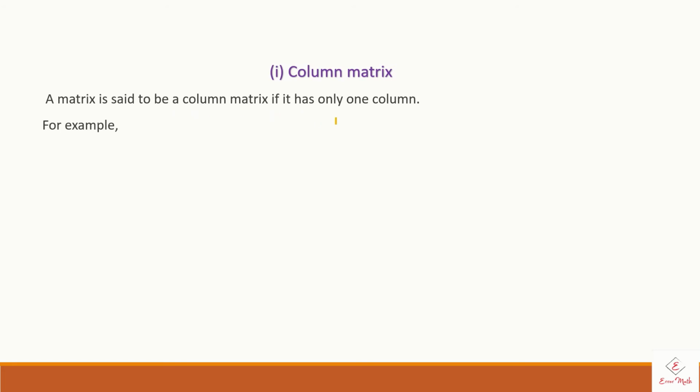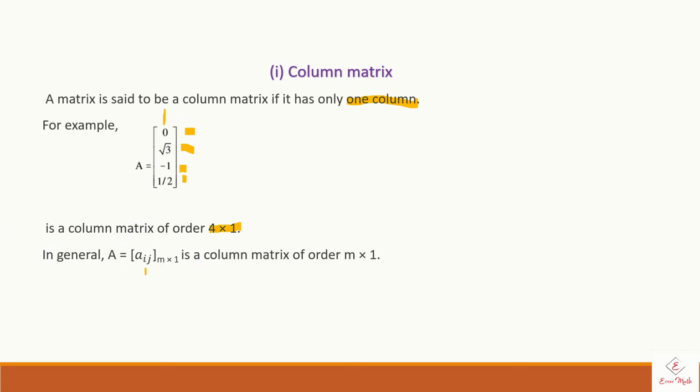So moving further, the first type of matrix is a column matrix. As the name suggests, a column matrix means a matrix which has only one column. For example, here matrix A has 4 rows and only one column. So the order of this becomes rows into columns, which is 4 into 1, a 4 by 1 matrix. In general this kind of matrix has order of m by 1 because the value of n will always be 1. So pause the video to note this down.